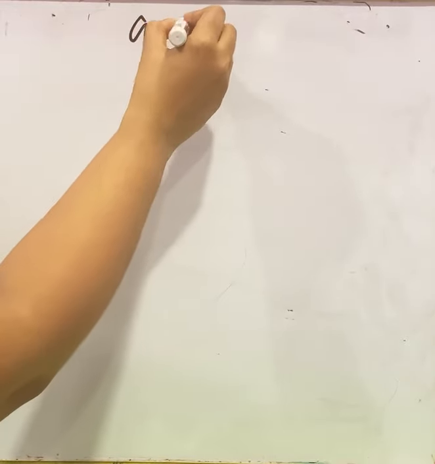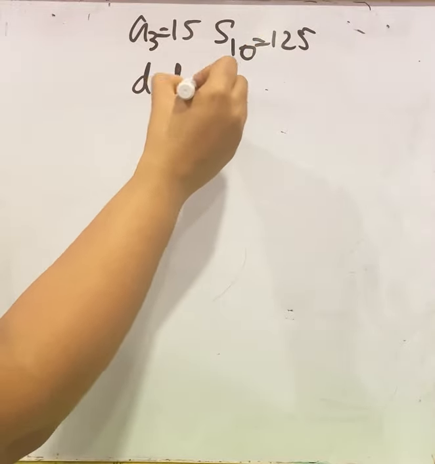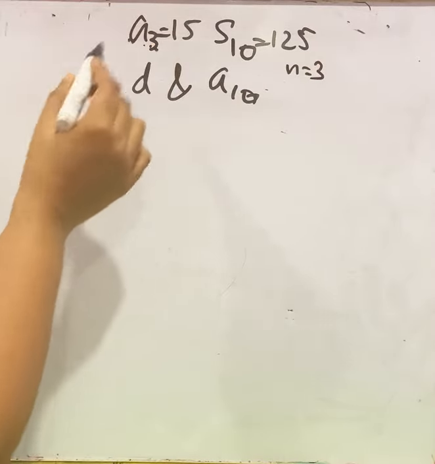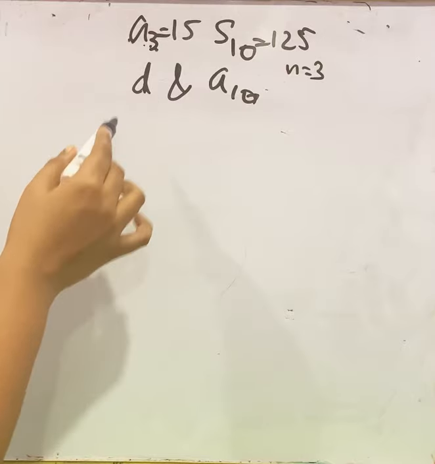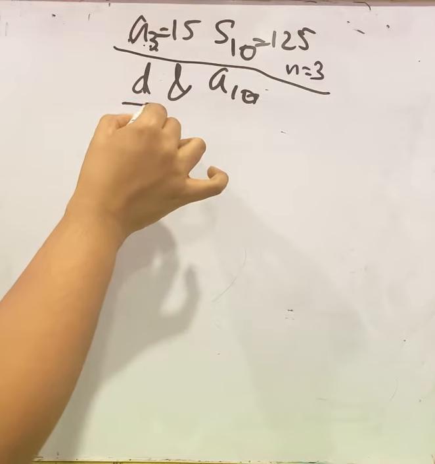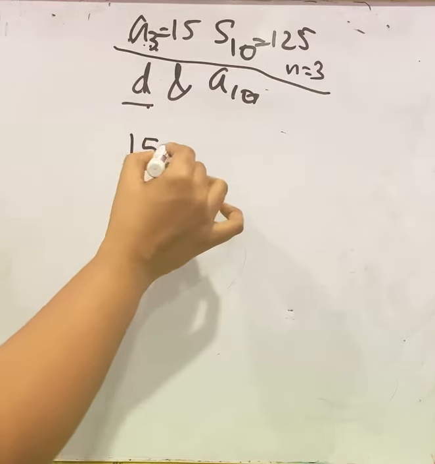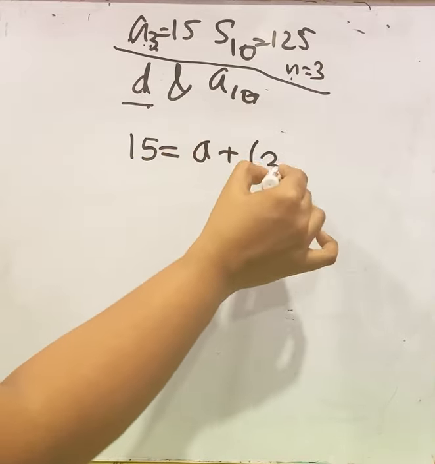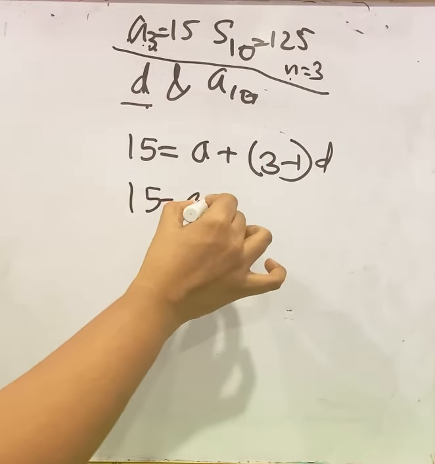Next, a3 equal to 15, S10 equal to 125. Find d and a10. From this, a3 is 15 means n equal to 3. From these, we have to find the value of d, then only we can find a10. So first we will consider this one. a3 equal to 15 equals a plus (n minus 1) into d, where n is 3. That is 15 equal to a plus 2d.